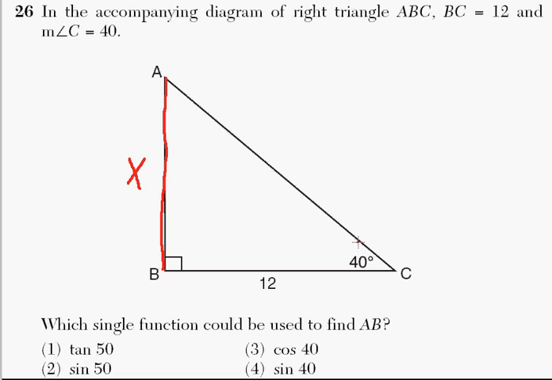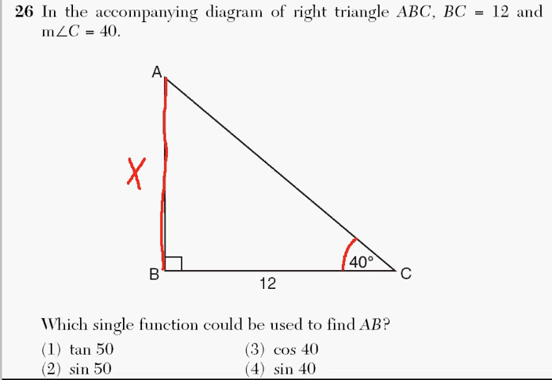And if you're familiar with trigonometry, you would say, okay, cool. We have 40 degrees, we have opposite 40 degrees, and we have the side BC here, which is adjacent to 40 degrees. So opposite and adjacent, that's tangent. So tangent of 40 degrees would be what we would use. But tangent of 40 degrees is not here. Okay, we have tangent 50, sine 50, cosine 40, sine 40. But that's not what we're looking for. We need tangent of 40.